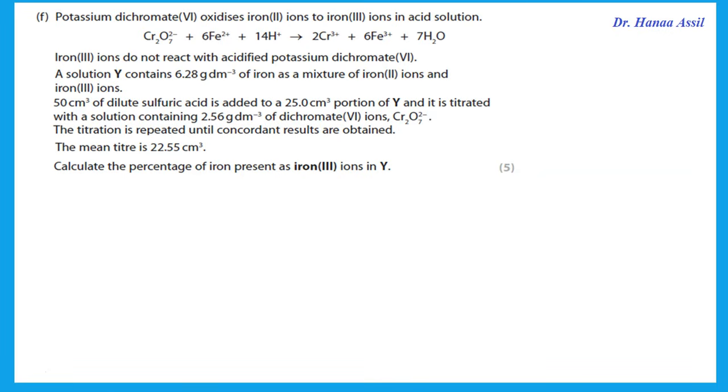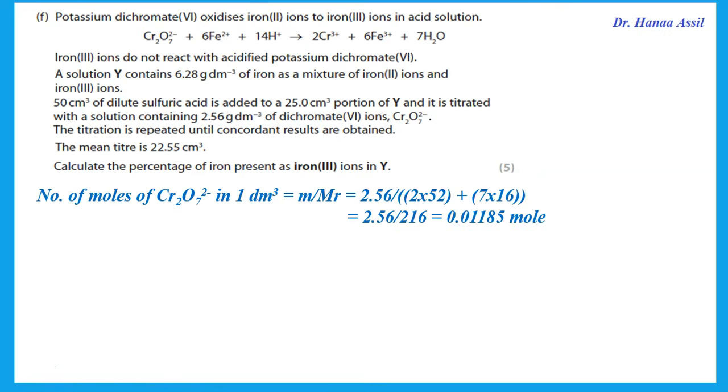So we're told that Y is a mixture of iron 3 and iron 2, and the iron 2 reacts, the iron 3 does not. So we can first get the number of moles of dichromate. We are told that we have 2.56 grams per decimeter cubed, so we can change that to moles: mass over the molecular mass of the dichromate. So this is the number of moles.